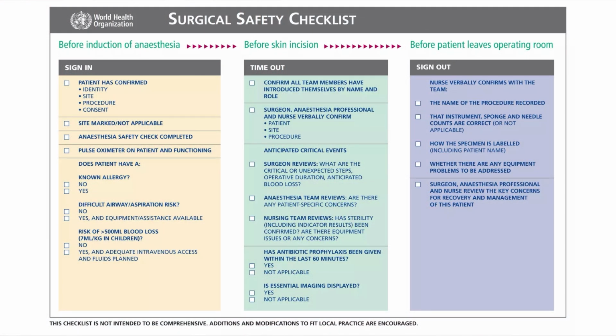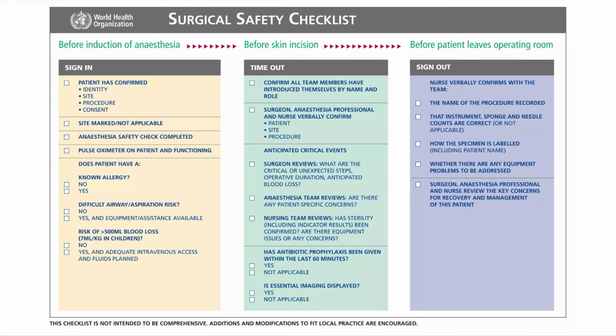The third part is the sign out. This is done before the patient leaves the operating room. In this, the nurse verbally confirms with the team the name of the procedure which is recorded, whether the notes are properly written, and whether the instrument, sponge and needle counts are correct or not. Then, is the specimen labeled, including the patient's name?